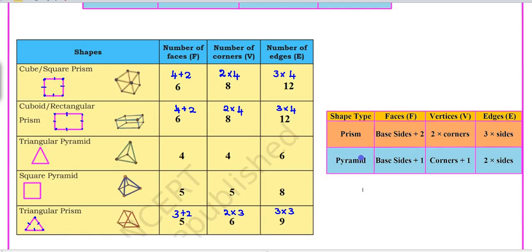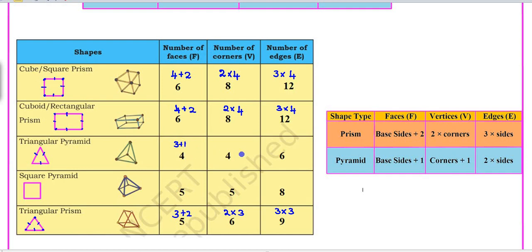Now just come to the pyramid. Pyramid formula is base sides. For this also we are going to focus only on the base. Prism also base and pyramid also base. What is the shape of the base? First you can just come to the triangular pyramid. So the base is in the form of a triangle, right? Now the formula is base sides plus 1. How many sides? 1, 2, 3 sides. 3 sides plus 1. So 3 plus 1, the answer is 4.